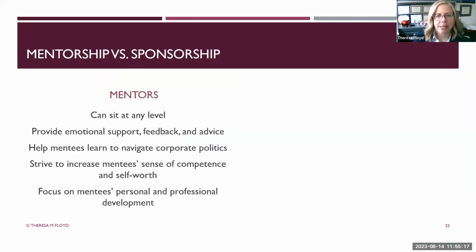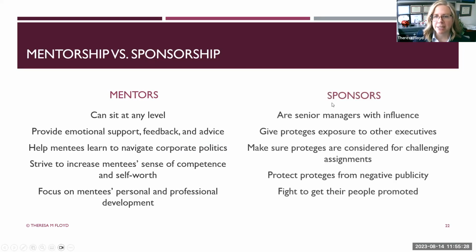Here's a little bit about the difference between mentorship and sponsorship that I think is useful to know. Mentors are the folks that kind of help you with your personal development, while sponsors are the folks that help you achieve specific like advancements, promotions, performance, etc.